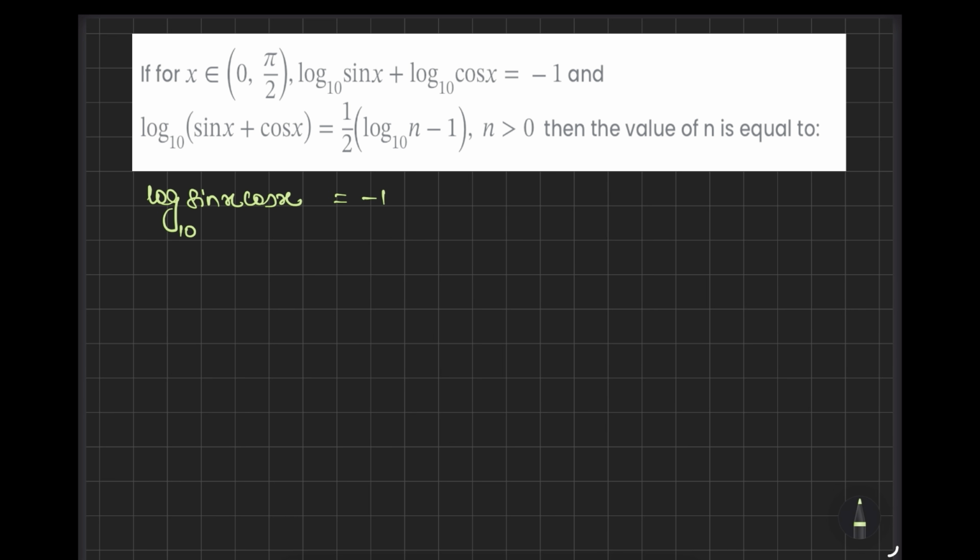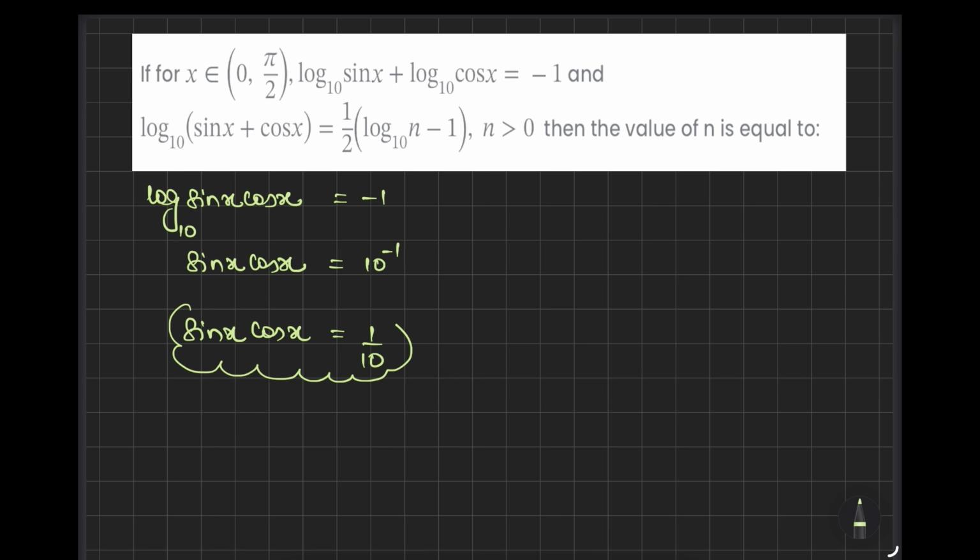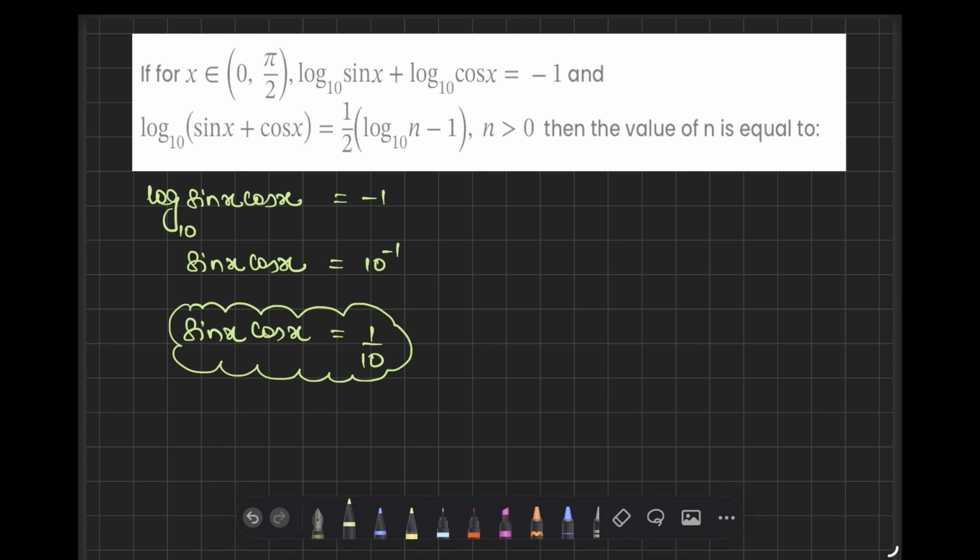You also know that log a to the base b is a number, so when this number is raised on the base, it will produce the argument sin x cos x. So can I write sin x cos x as 1 by 10? So we got one situation which we will use in the upcoming equation.